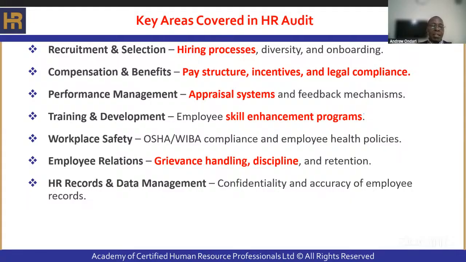Workplace safety, we are looking at two key labor laws, OSHA and WIBA, which we must comply with. Employee relations is about grievance and disciplinary procedures. Grievances are complaints. How do we handle them? Discipline, what is the disciplinary process? As I will discuss, these are very important aspects which can promote or hinder effective employee relations. And lastly is records management. How accurate is our record and the element of confidentiality.